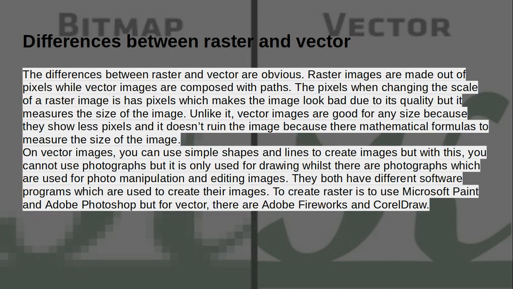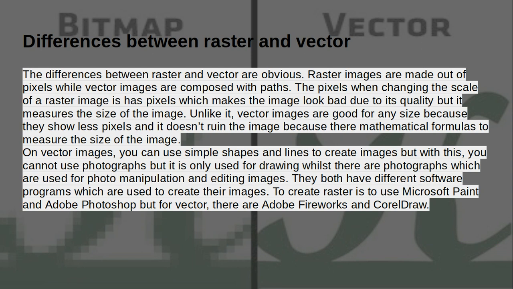The differences between vector and raster. So the differences are quite obvious. A raster is made out of pixels, while a vector image is composed of paths. So when changing the scale of a raster image, it adds pixels, which makes the image look bad due to its quality, but it measures the size of the image, which does help in terms of the size.